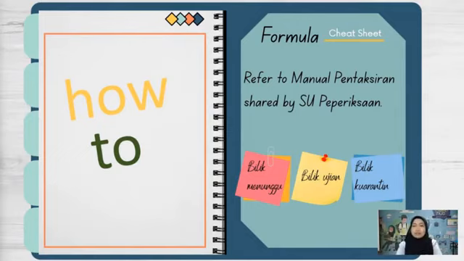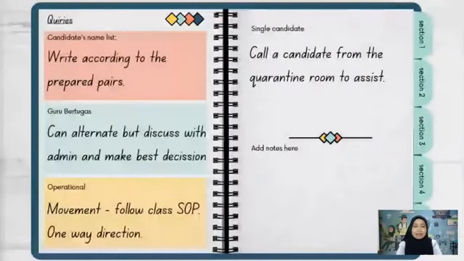Now, there are a few queries coming from you about this. First of all, the candidates' name list. We all know that they choose their own partner, and they don't have to follow the sequence of index numbers. So what about the mark sheet? It is best if the guru bertugas makes sure that when they call up the students to sit, let's say this is session 1, there should be 16 students and they have to sit with their pair.